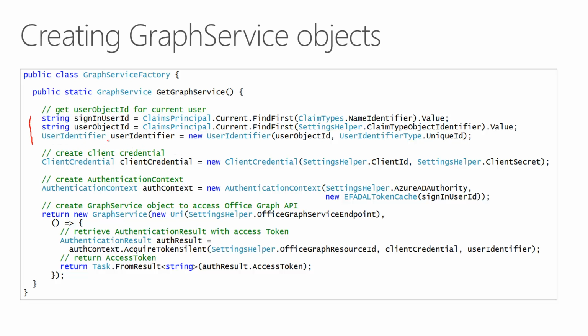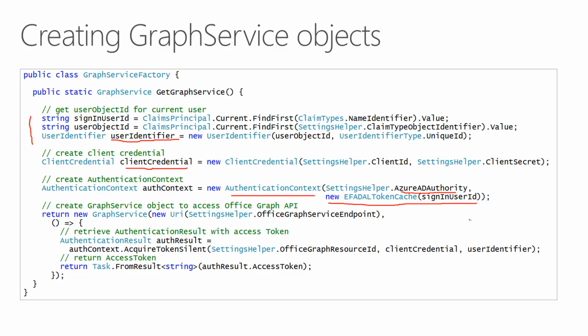And then finally, as part of the Active Directory Authentication Library, I can create this special user identifier object. Next, I create a client credential object, and that's with the client ID and the client secret. And then I create a new authentication context. When I create this authentication context, I'm going to point to the Azure AD authority, and then I'm going to create one of those new particular token cache objects with the particular user.